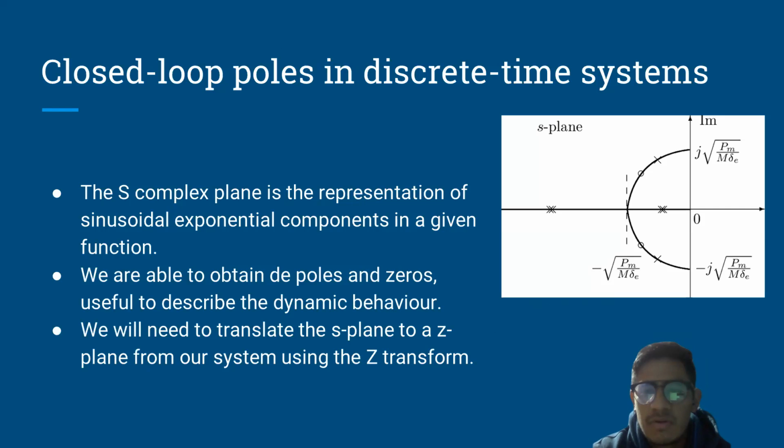For the choice of the poles we want, we have to recap some basic rules for pole placement. The S-complex plane is a representation of sinusoidal exponential components in a given function. By representing the roots of the transfer functions in a graphic way, we are able to obtain the poles and zeros, useful to describe the dynamic behavior. In order to achieve the conditions required, we will need to translate the S-plane to a Z-plane from our system using the Z-transform. Whilst using the tools provided by MATLAB, we ensure that the poles and zeros for our previously defined criteria are marked in the correct region of the Bode diagram.